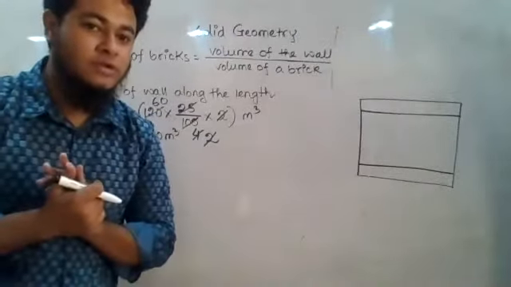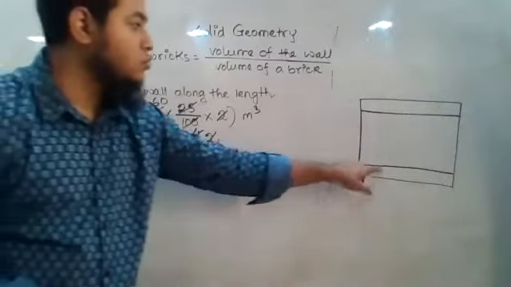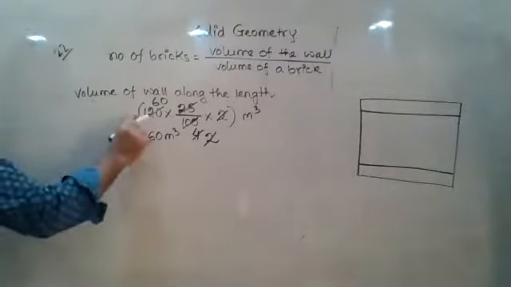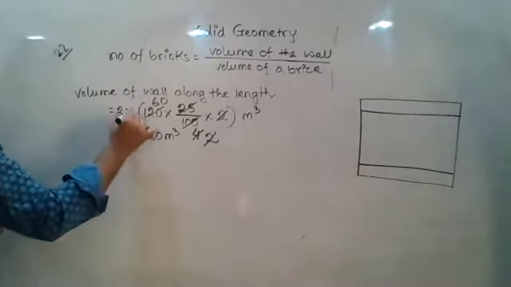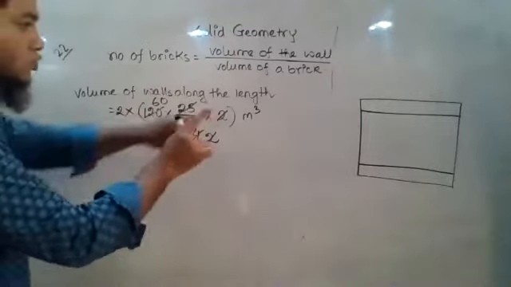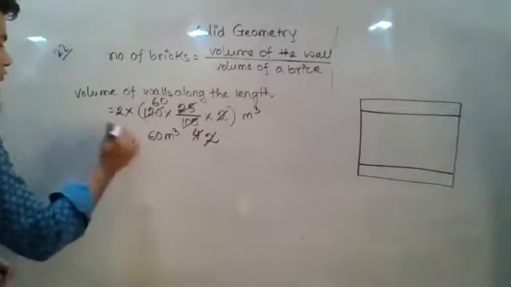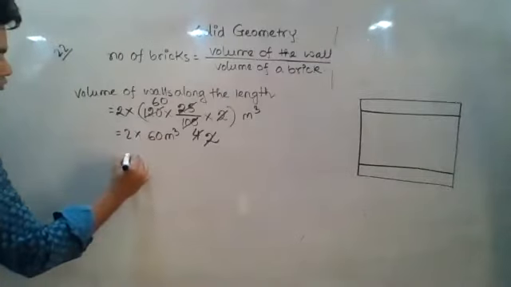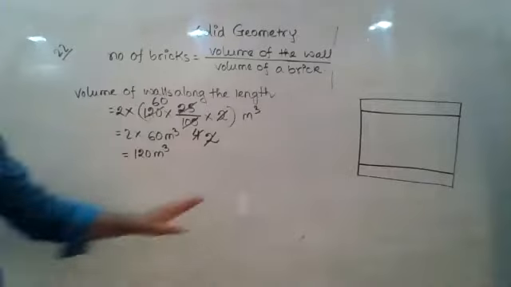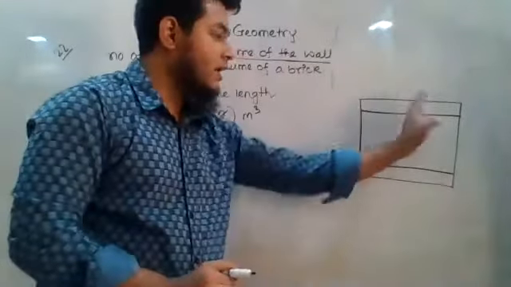Why you need to multiply it by 2? Because there are two walls along the length, right? So remember to put a 2. Let us mention volume of the walls, because two walls along the length. So it will be 2 into 60, so 120 meter cube. Acha, volume of the wall along the length I have found out.